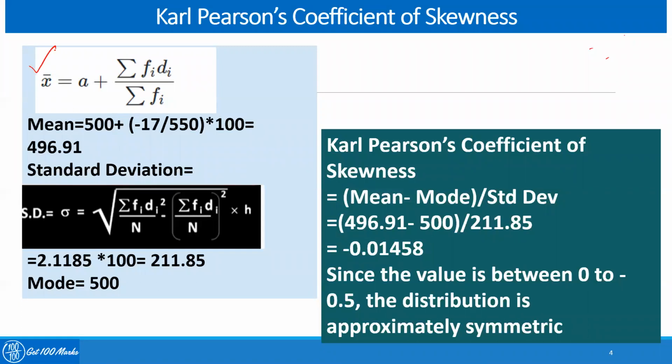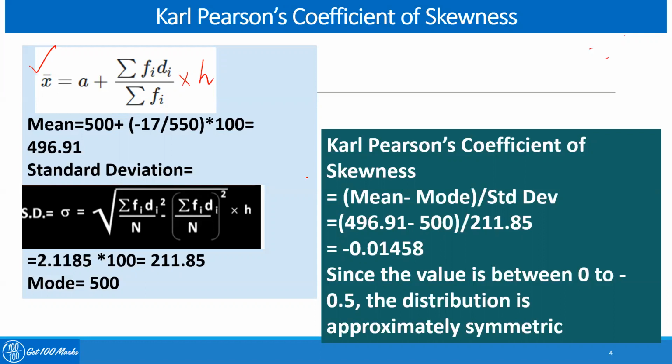So we have first calculated the mean. X bar equals a plus summation fi di by summation fi, into h, because here h has a value of 100. We got the mean as 500 plus summation fi di, which is minus 17, divided by summation of fi, which is 550, into 100, and we get the value as 496.91. Now let's calculate the standard deviation.